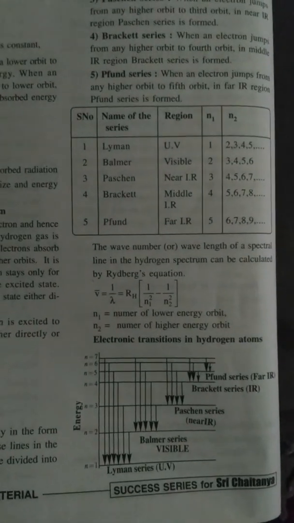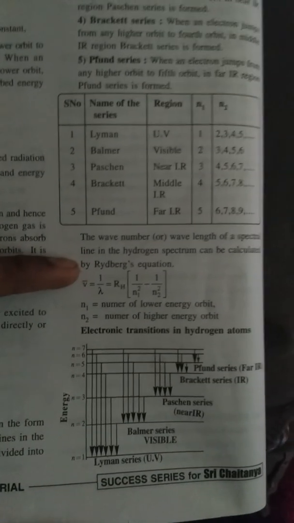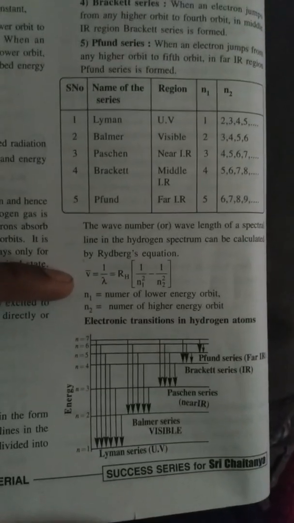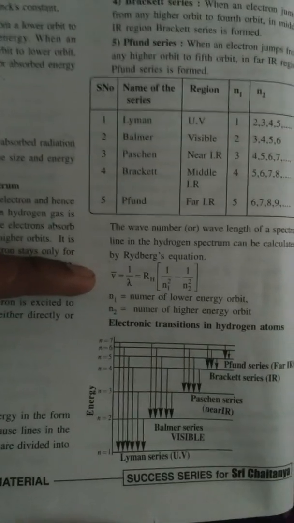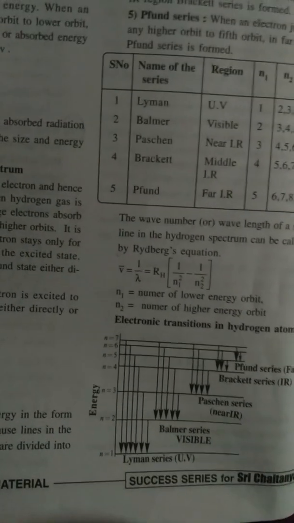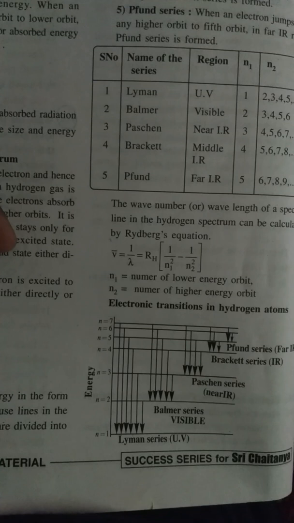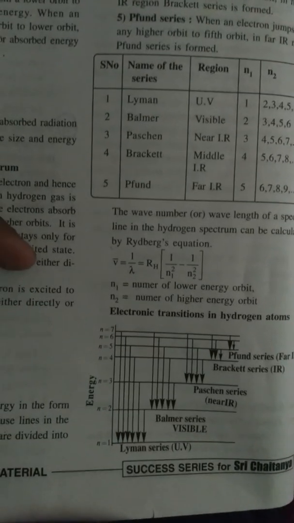The wave number or wavelength of a spectral line in the hydrogen spectrum can be calculated by Rydberg's equation. Rydberg's equation is nu bar equal to 1 by lambda, which is equal to RH into (1 by n1 square minus 1 by n2 square). Electron transition in hydrogen atoms.